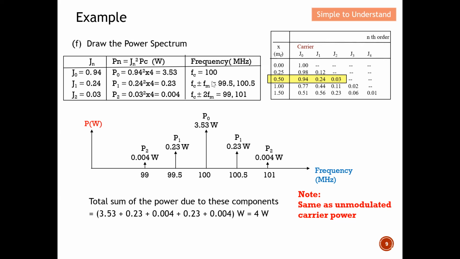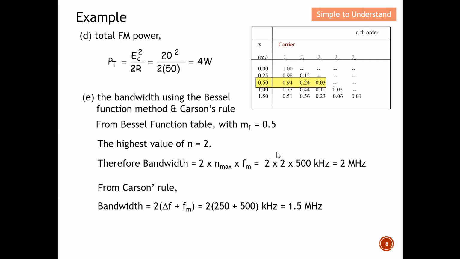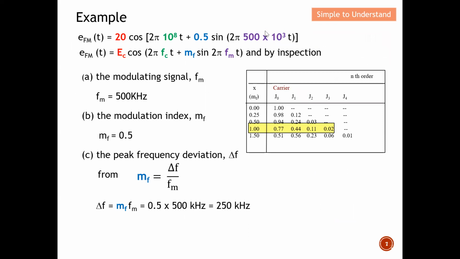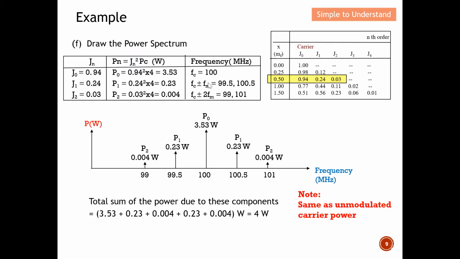I also know that the frequency of the modulating signal is 500 kilohertz. Let me recall, is it 500 kilohertz here? Yes, 500 kilohertz. So what I need to do is take 100 megahertz minus 500 kilohertz and plus 500 kilohertz. So this is the first coefficient. The second coefficient will be, instead of 1 fm, 2 fm, which is 99 and 101 megahertz. With this, I'm ready to draw the power spectrum.